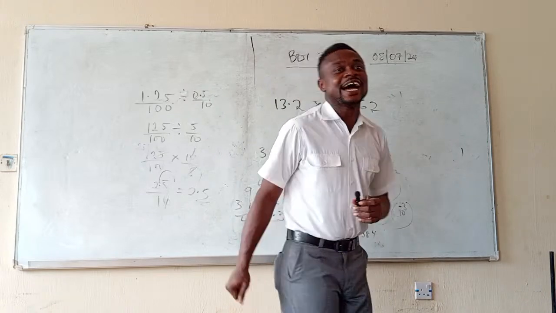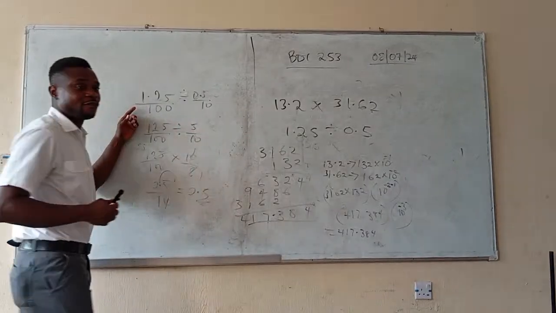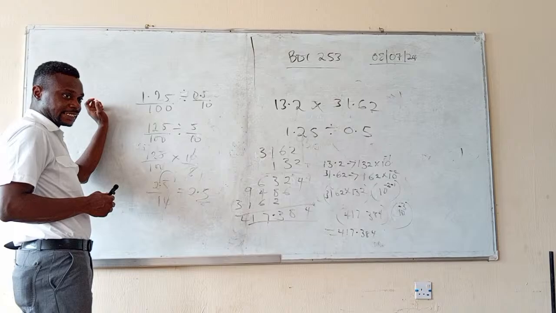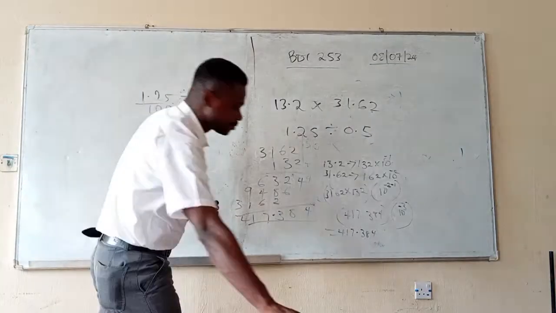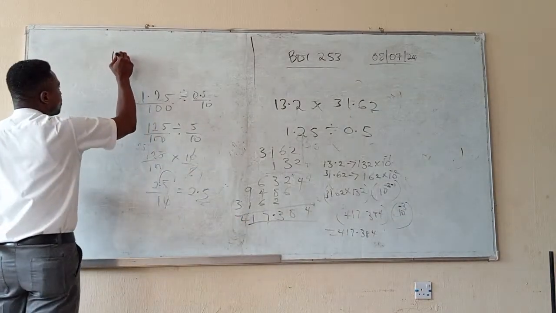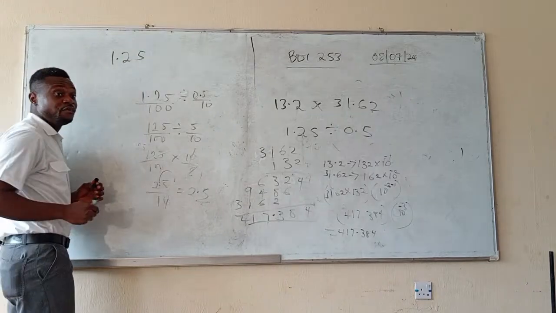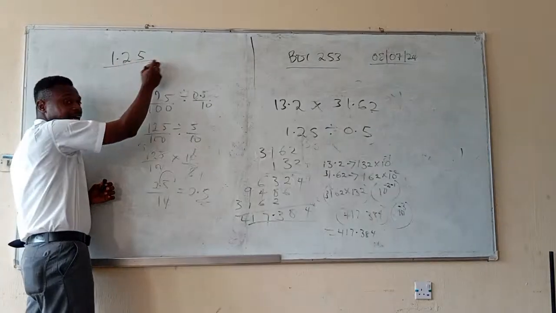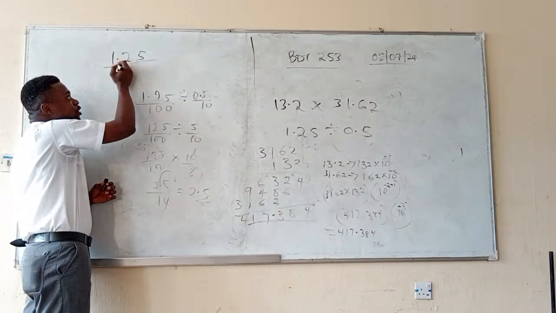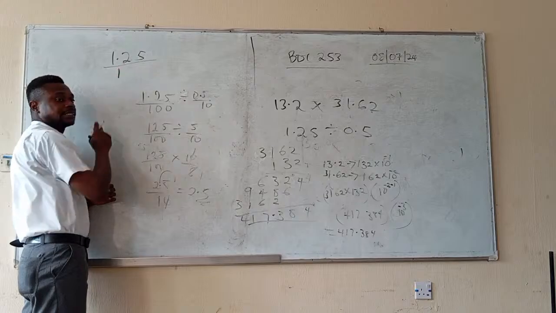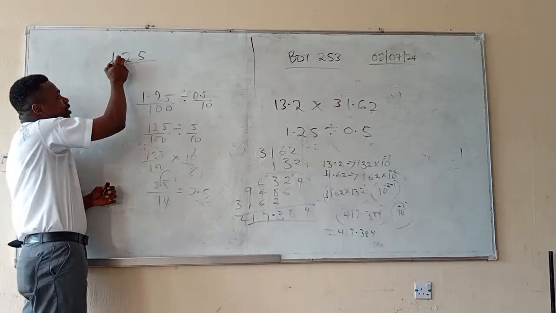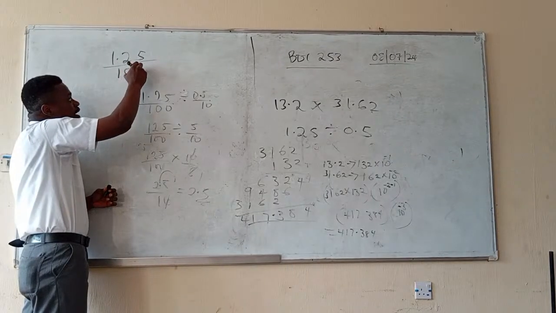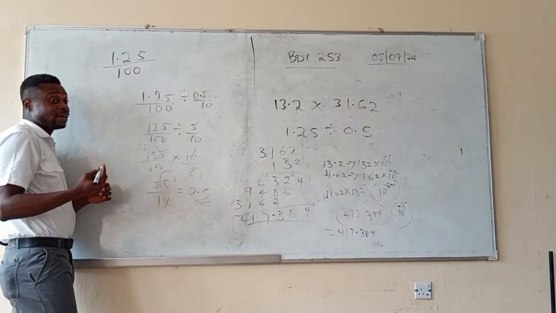Someone asked, how do we know that 1.25 is over 100? I mentioned it when I introduced decimal fractions. If you have 1.25 and want to move it to the form A over B, you put the fractional line, and under the decimal point you put one. Every other thing here becomes zero.